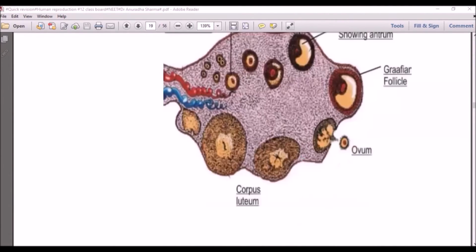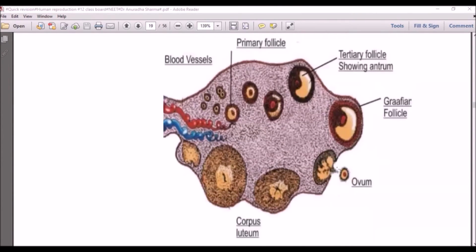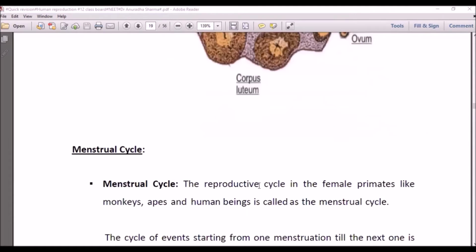This is the diagram of the ovary. This is showing primary follicle, tertiary follicle, Graafian follicle, ovum, and corpus luteum. So when the Graafian follicle bursts, this corpus luteum is generated.